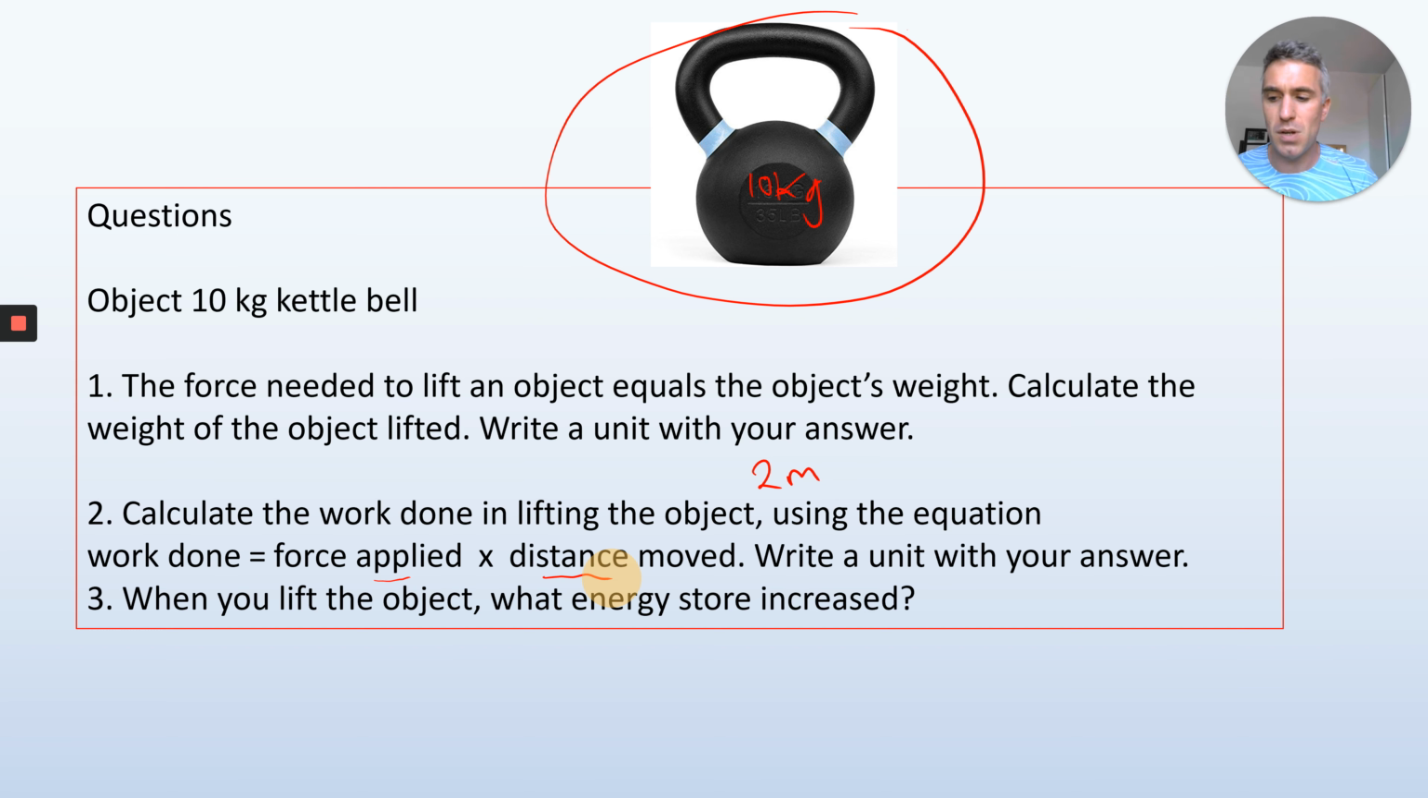And then when you lift the object, what energy store has increased? Where has the energy gone? Because it was perhaps in your chemical energy in your muscles and you've lifted it. Where has it gone to? Pause and answer. The answers will come in the next lesson.